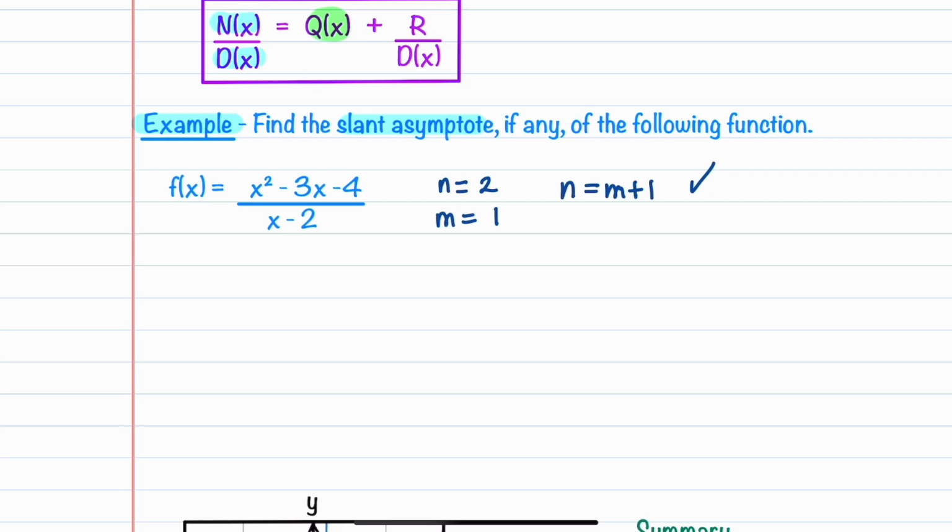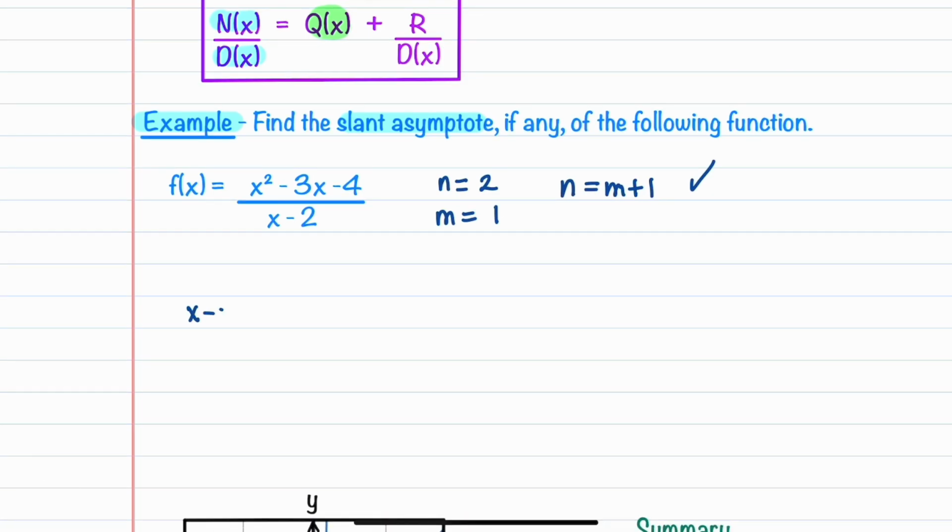Let's start with long division. What we do is we take our denominator, x minus 2, and we divide it into our numerator, x squared minus 3x minus 4. We're going to look at our first term, x, and we're going to see what we need to multiply it by to get x squared. Another way to think about this is just take x squared and divide it by x, and you get x. And then we're going to multiply our yellow x times x, and we get x squared. And then we're going to multiply minus 2 times our x, and we get a minus 2x.